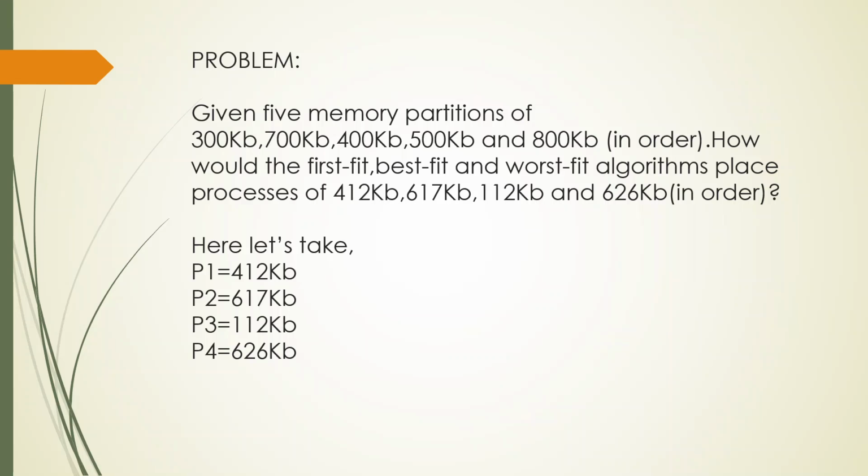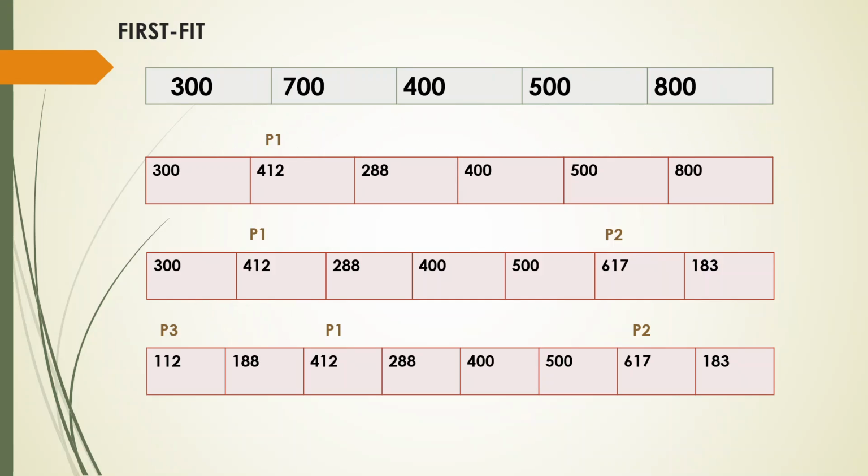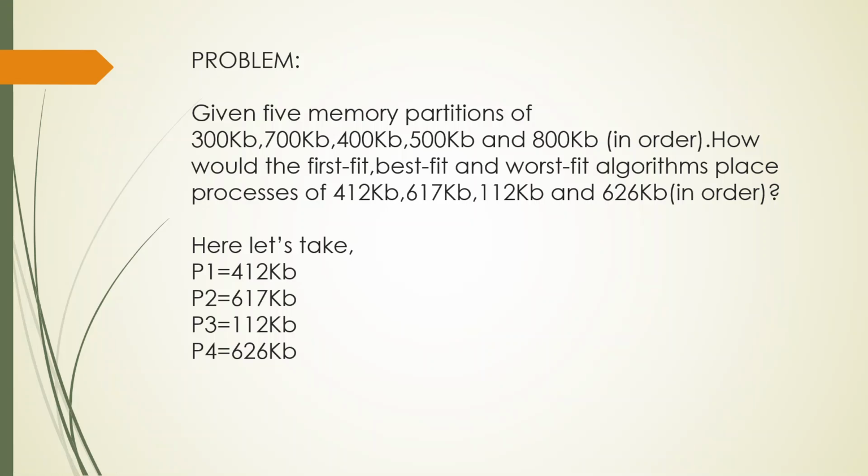Here we have 5 partitions of memory. The partition sizes are also given. So it is 300 KB, 700 KB, 400 KB, 500 KB and 800 KB. So we'll diagrammatically represent it like this: 300, 700, 400, 500 and 800. Next, we have 4 processes also, that is 412 KB, 617 KB, 112 KB and 626 KB. It is given in order. We'll have to check in this particular order.